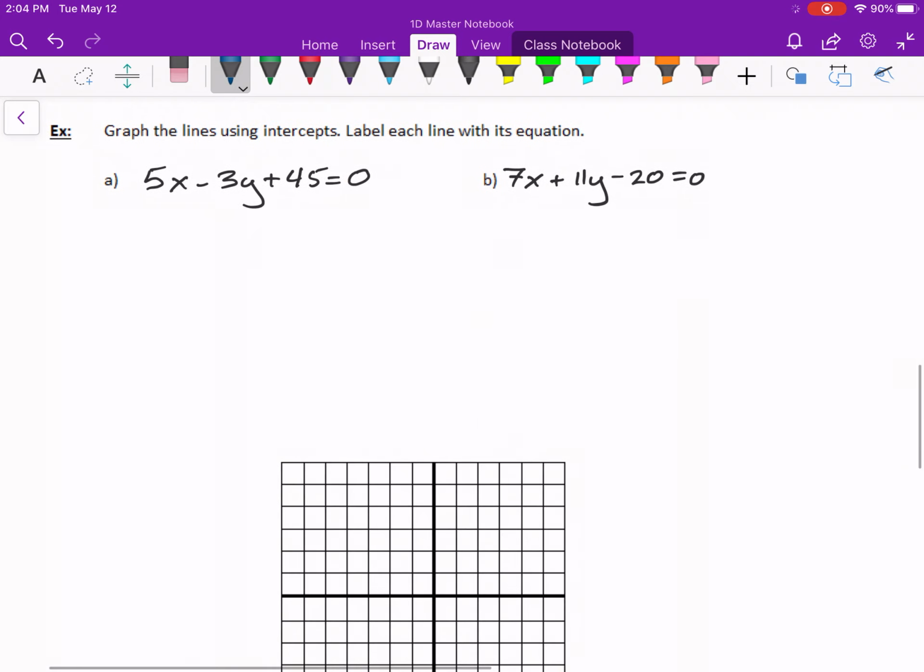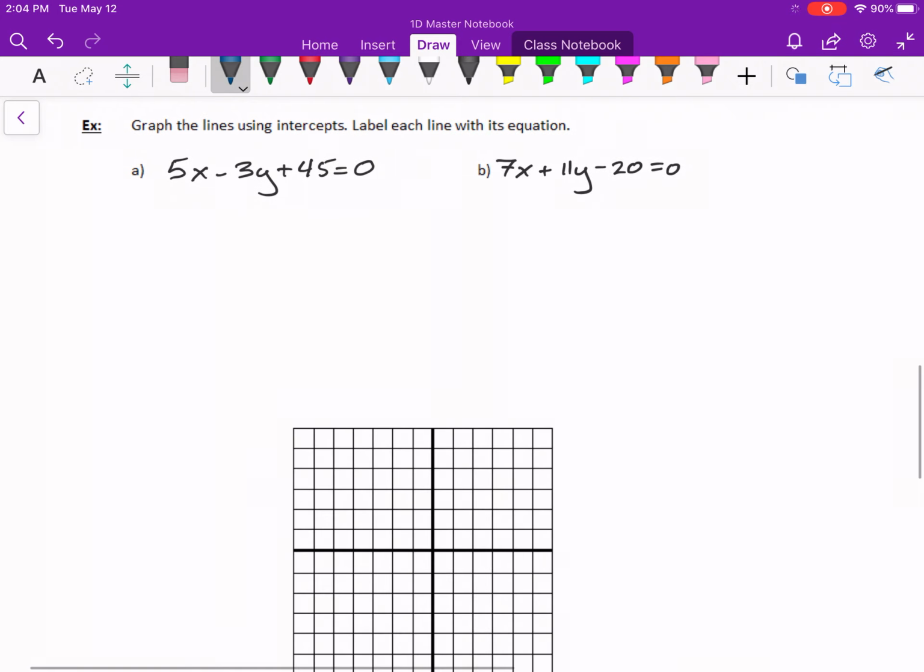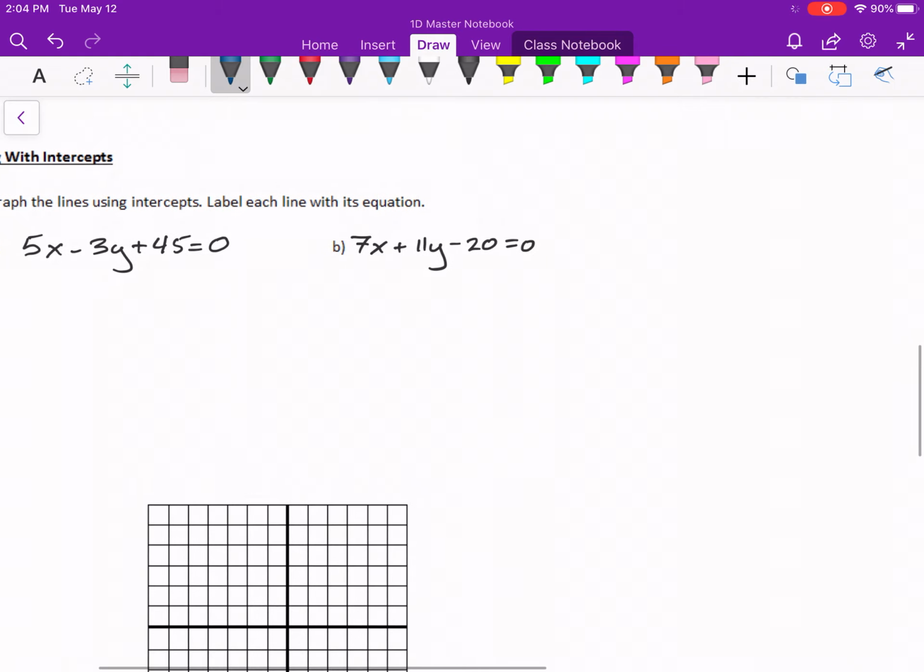Graphing with intercepts. Okay, we've already done this before. I purposely put a couple of difficult questions with big numbers in there because it gives us a chance to see when it's more useful to use x and y intercepts. For the B part in particular, if I was to put that in slope y-intercept form, I'll just quickly write that out so you can see what it would be. It would be y equals -7/11 x plus 20/11.